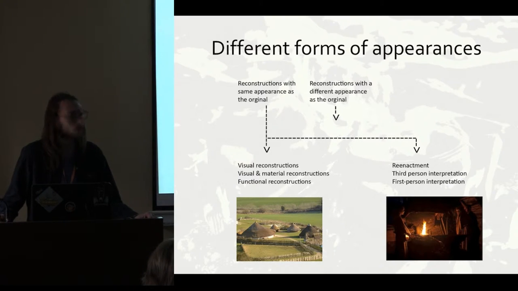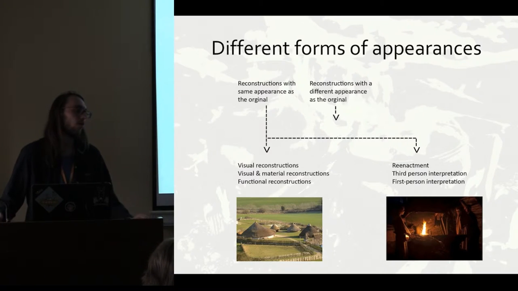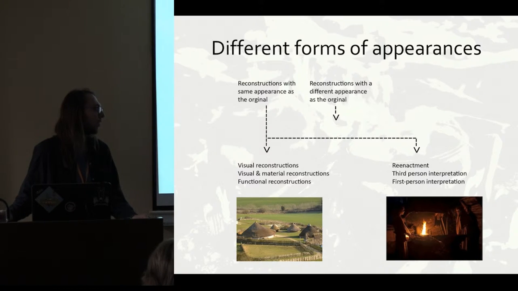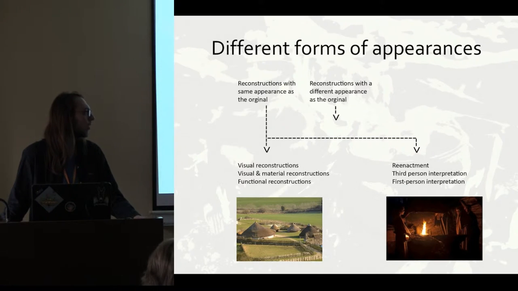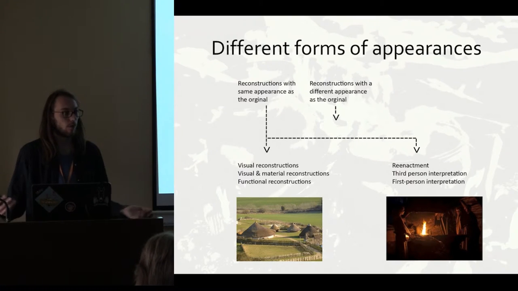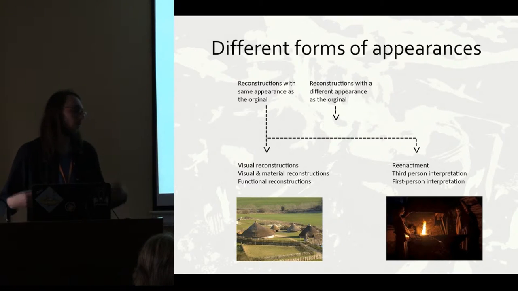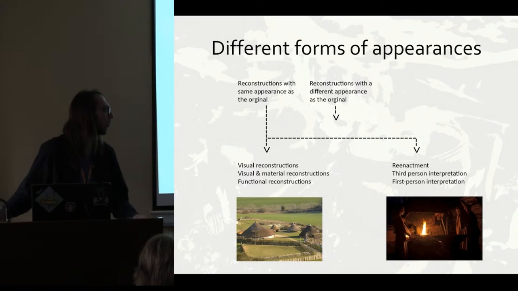Then you have third-person interpretations, where the person is dressed like the past, but he isn't the past. He tells about the past, how it looked, what could be done, and what he's doing as an interpreter. And first-person interpretations, where the person representing the past actually is the past. He's really telling you, I'm a person from the Iron Age, and I'm doing this and this, I'm a blacksmith, for example.